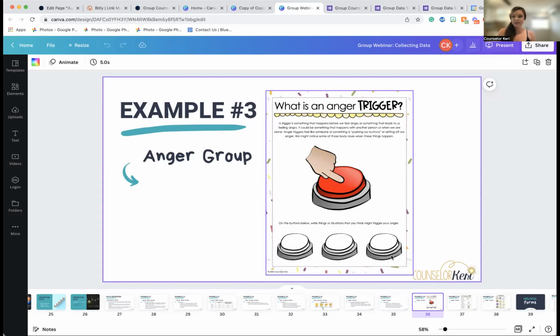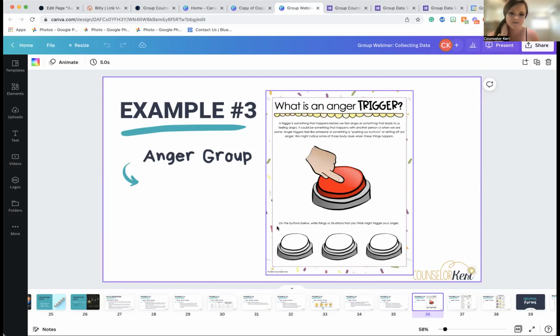Now, I think it's important to note for this one, when we're collecting data on something like an anger trigger, it's not like a 5 out of 10 or a 3 out of 5 situation. Like, can they identify 5 anger triggers? Maybe they don't have 5, maybe they only have 1 or 2, and that's okay. Everybody's going to be a little bit different. So when we're collecting data on something like this, it's a yes or no. Like, can they identify anger triggers or can they not? So that is a little bit of a complicated piece to this one, just because it isn't a one size fits all, but that's okay.